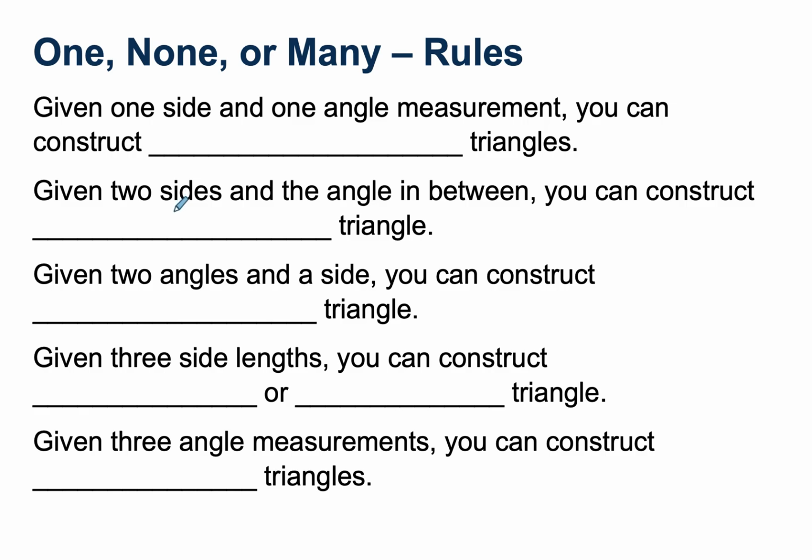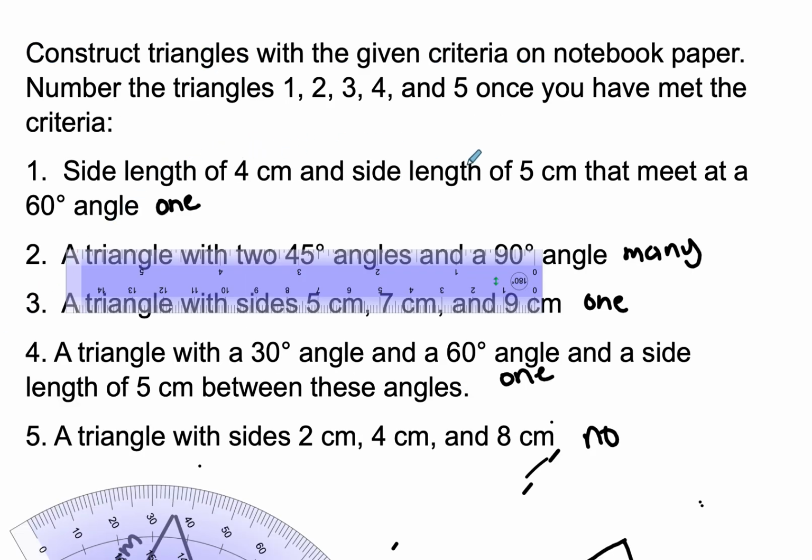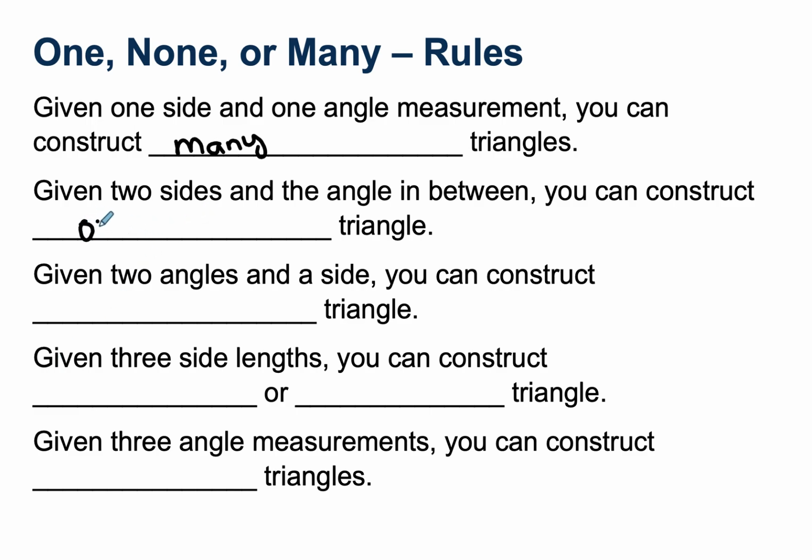All right, so our one, none, or many rules. If we have one side and one angle measurement, we can construct many triangles. That's like the first one that you did to compare to mine. Given 2 sides and an angle in between, that was like our number 1 here. 2 sides, 1 angle. There's only one triangle that you can make. They're all going to look exactly the same.